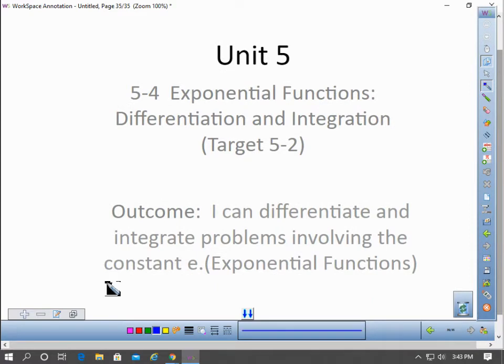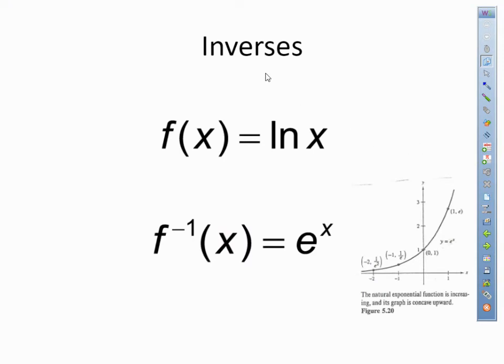So we are in Unit 5, and we're actually doing Section 5.4 in our textbook, but it's Target 2. Our Target 1 was doing derivatives and integrating natural log. Now we're going to do the derivatives and integration of exponential functions, e to the x. Our outcome, which is really Target 5.1, is I can differentiate and integrate problems involving the constant e, exponential functions. We've already talked about natural log of x and how to do derivatives and integrate those problems to get natural log.